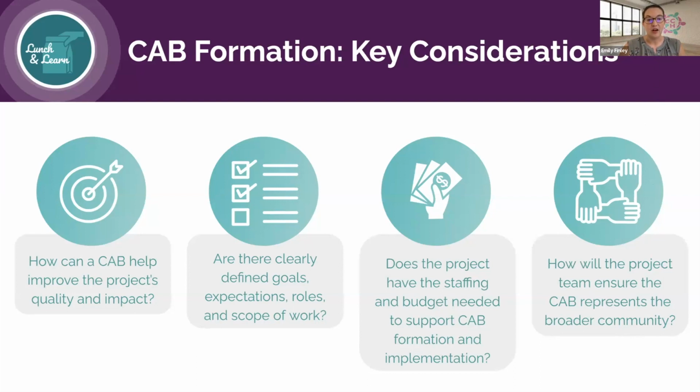And then secondly, are there clearly defined goals, expectations, roles, and scope of work? Many of the specific details of your CAB functioning will emerge from members themselves once they convene, but there should be some specificity in goals beyond simply getting community input, but something more specific beyond that.